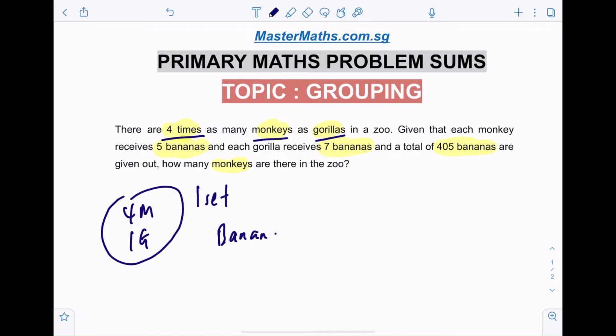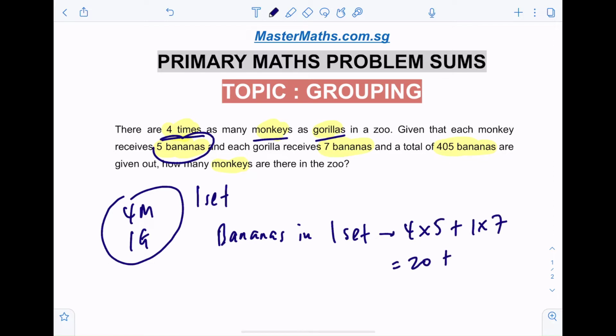Bananas in one set. 4 monkeys, so 4 of them will get 5 each. So 4 times 5 plus 1 gorilla will get 7. So 20 plus 7, in each set you are giving out 27 bananas.